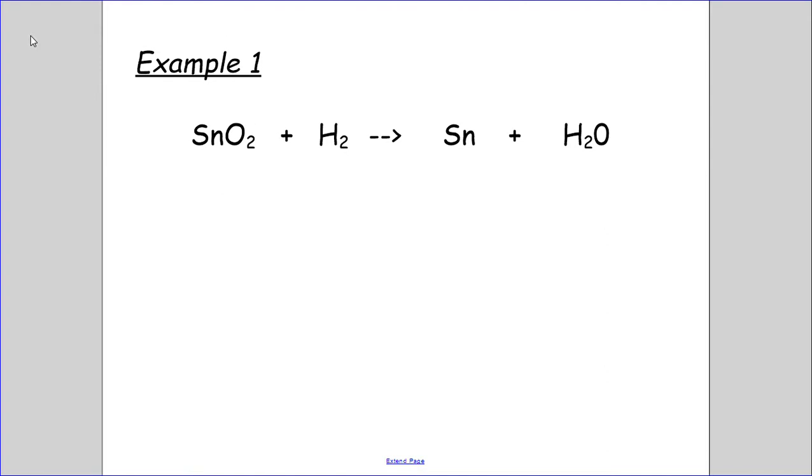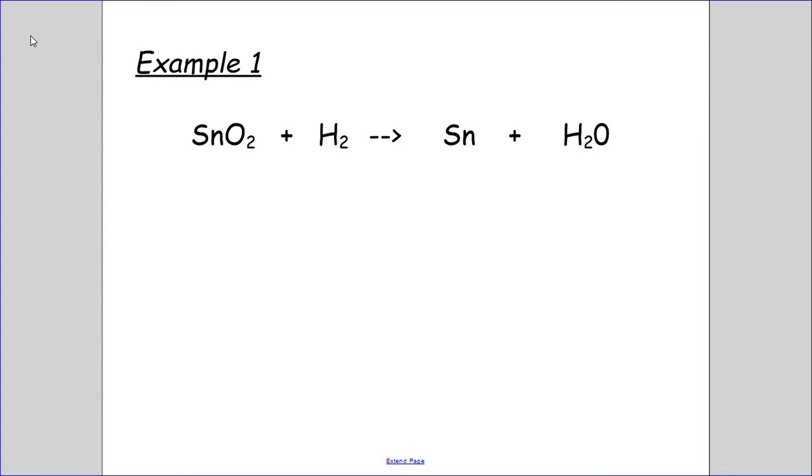Alright, so example number 1, we've got tin 2 oxide plus hydrogen gas gives us tin and water. And so we need to balance this thing out. We need to make sure that it has the correct number of moles for each element, and they can only be added in the coefficient spot. That's really important. So I can only add things in the coefficients area.